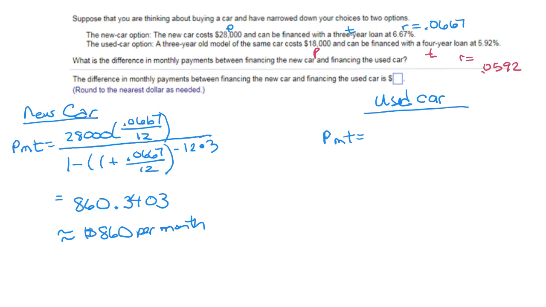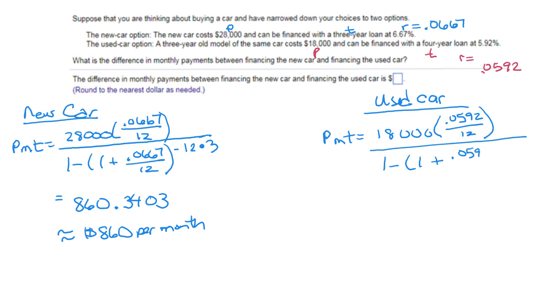So let's write out this formula. We have $18,000 for P. In parentheses, we have our interest rate divided by 12 for 12 monthly payments, divided by 1 minus, parentheses 1 plus, same fraction, raised to the negative 12 times 4.